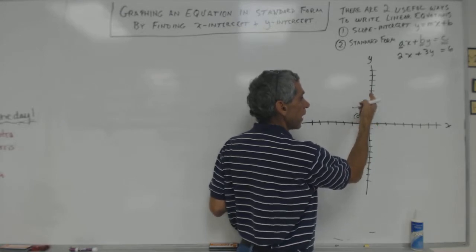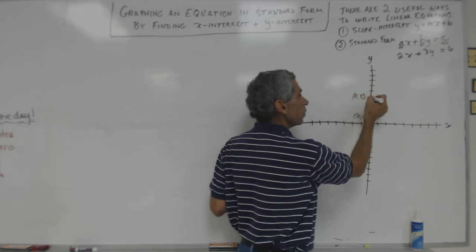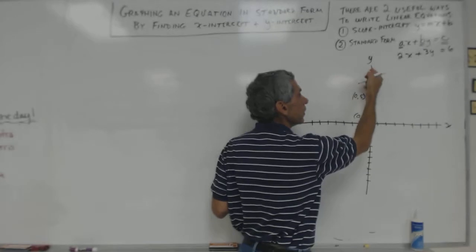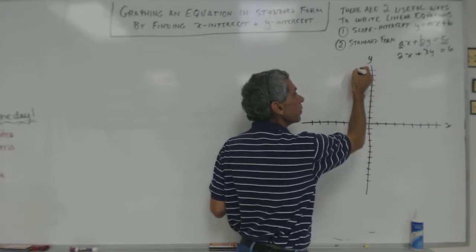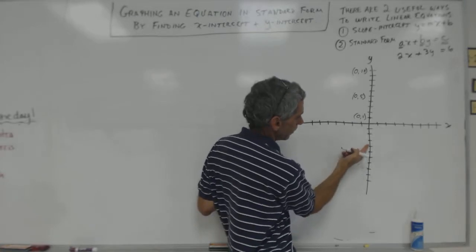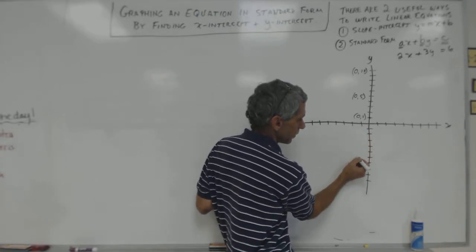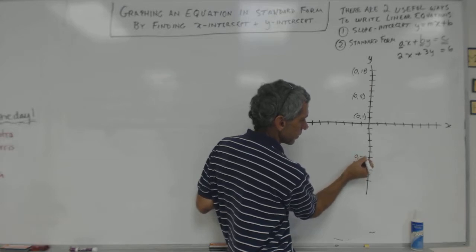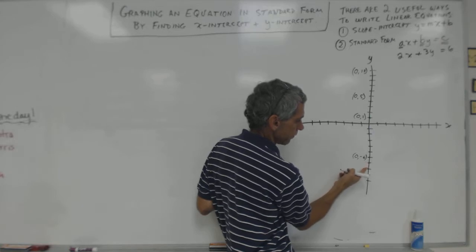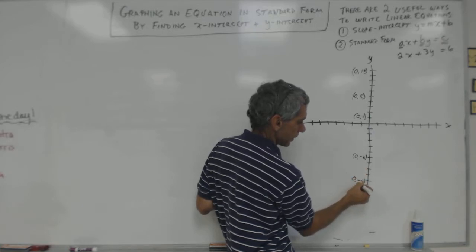What is this one? 1, 2, 3, 4, 5. What's that one? (0, 5). What is this one? Let's see, that's 5, 6, 7, 8, 9, 10. What's this one? (0, 10). Okay. That's interesting. What is this one? That's 1, 2, 3, 4, 5, 6. What's that one? (0, -6). That's interesting. What's this one? 7, 8, 9, 10. (0, -10). That's interesting.